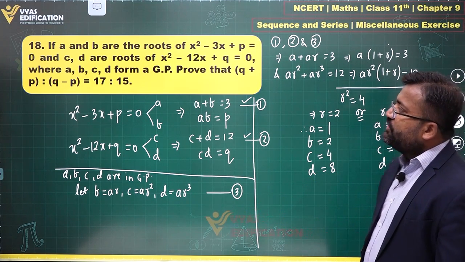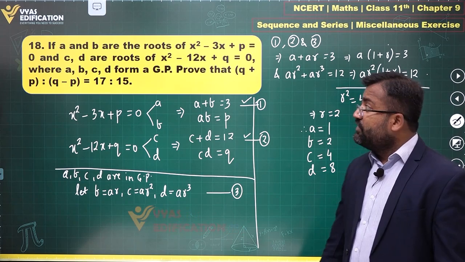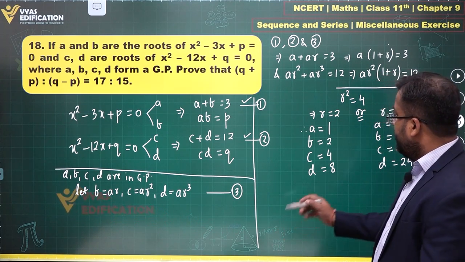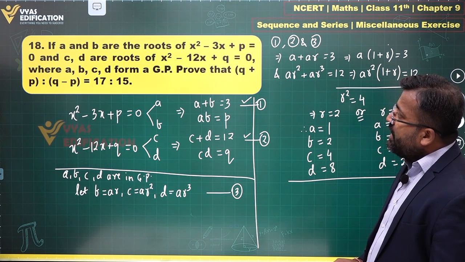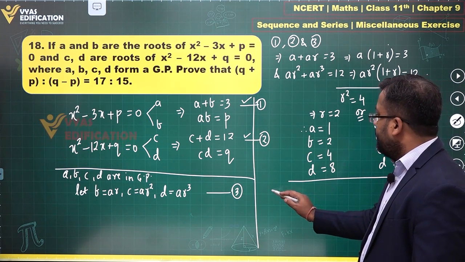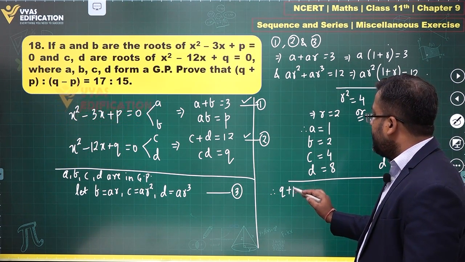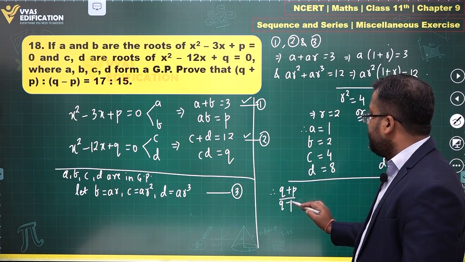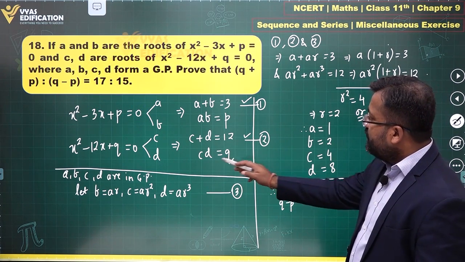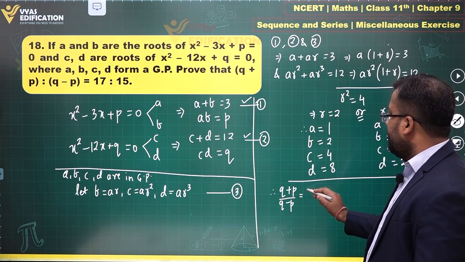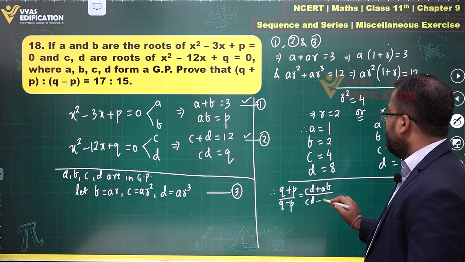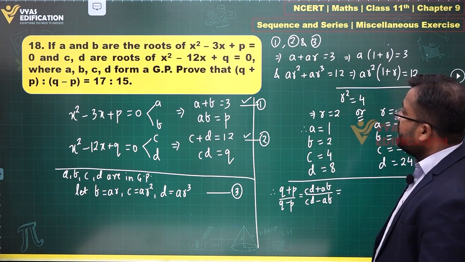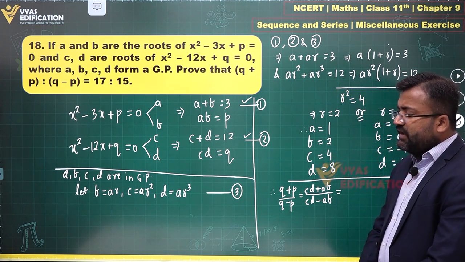Is there anything else given where A, B, C, D form a GP? Prove that Q plus P is to Q minus P is equal to 17 is to 15. We are supposed to prove that. Let's take a look at both of these, okay? Q plus P upon Q minus P. Therefore, Q plus P over Q minus P is equal to what? Q is CD and P is AB. This is CD plus AB upon CD minus AB, and what is this equal to?